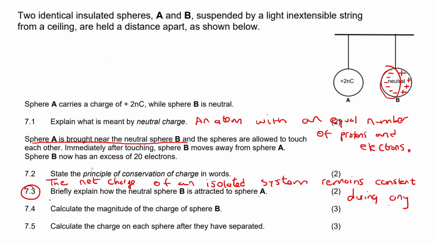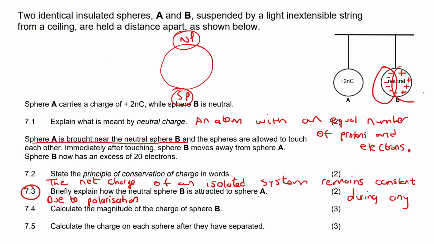So we can say here, due to polarization, and the word polarization is actually a really easy one to understand. You know how we have the Earth? You've got the North Pole and South Pole. So we've got two different areas, and we call them poles. So here we've got a negative pole and a positive pole. So we've got two different poles. So we just call this process polarization.